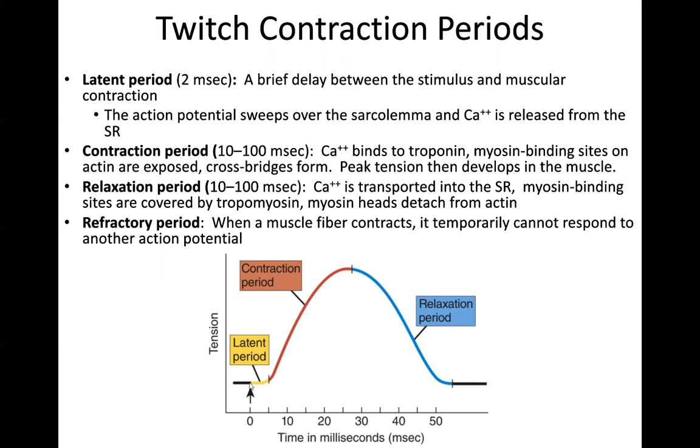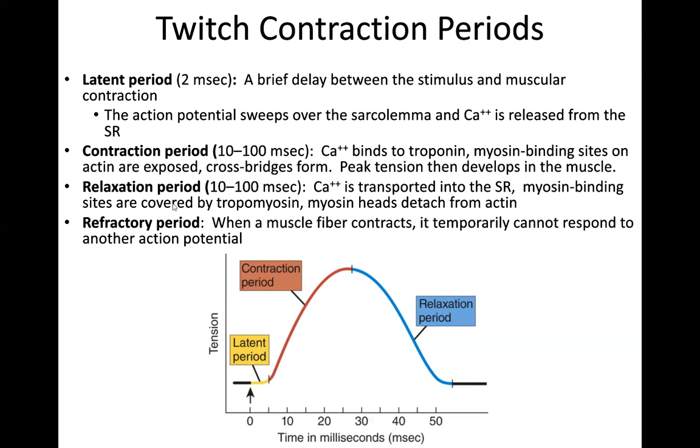But right away, and it's not very long, there's a period, just a few milliseconds, before we do anything to produce tension. And so this is where all those steps that lead to a muscle contracting are taking place. In other words, it's where the action potential sweeps over the sarcolemma, and calcium's being released from the SR. We haven't quite got to the point where the myosin has attached to the actin and pulled on them. That's what happens next during the contraction period. Calcium binds to troponin, myosin binding sites are exposed, cross bridges form.